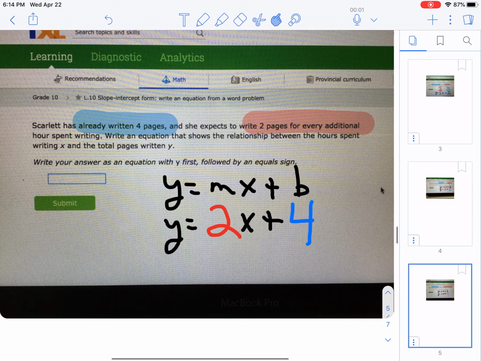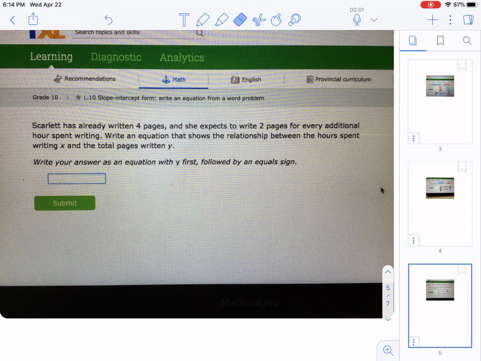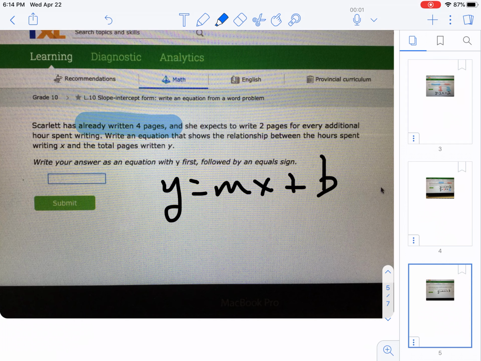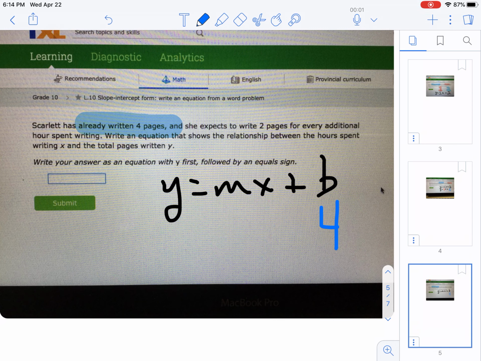Okay, let's take a look at another example. This question says, Scarlett has already written 4 pages and she expects to write 2 pages for every additional hour spent writing. So we know we're going to put this into the y equals mx plus b form, or slope-intercept form. So which part of this equation does not change? It says Scarlett's written 4 pages. So that's the part that's not going to change. So we put this here. That's the fixed part, or the part that won't change, or the y-intercept.